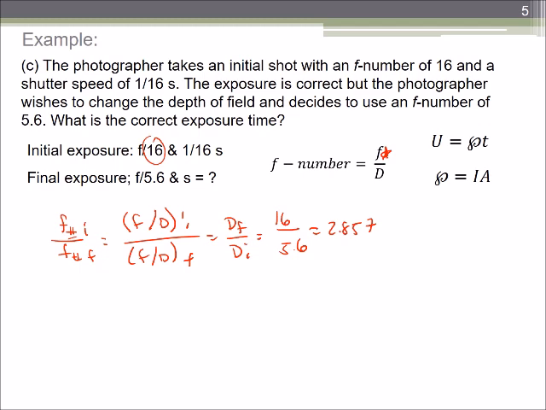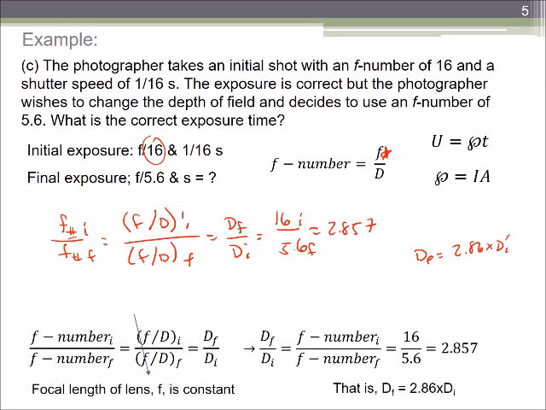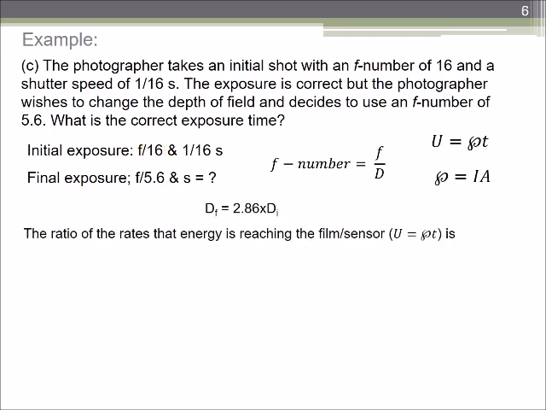And this is again initial over final. And so that means that d final is 2.86 times d initial. Okay, and we were able to cancel out the f's because presumably we're using the same lens, so therefore that number is constant.